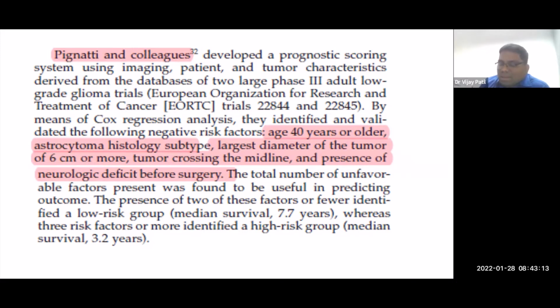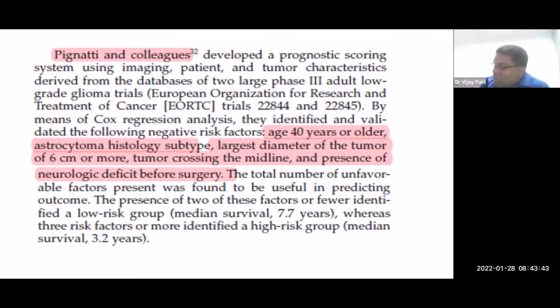Why can't they remove it? Either its size is more, or the tumor is crossing the midline. It's very difficult to remove tumors which are crossing midline, or there is already presence of neurological deficit before surgery. So you are worried if you try to do extensive surgery, the patient may land up with more deficits. What we've seen is presence of any of these 2 factors or less, your average median survival is 7.7 years.